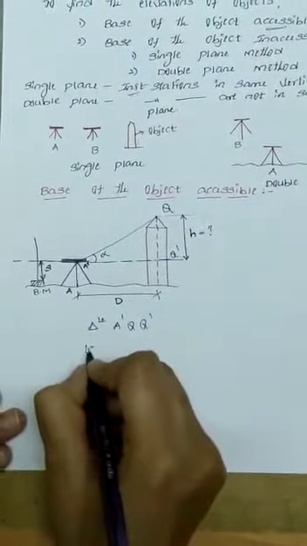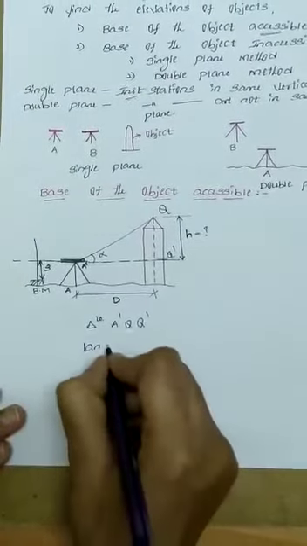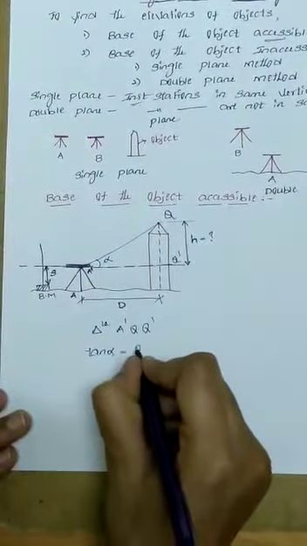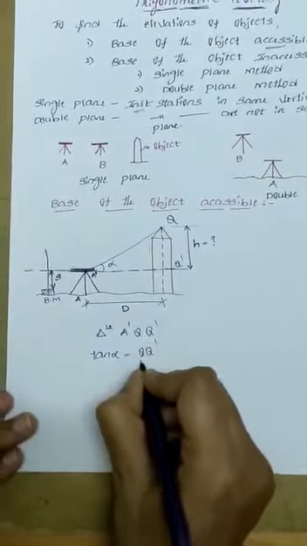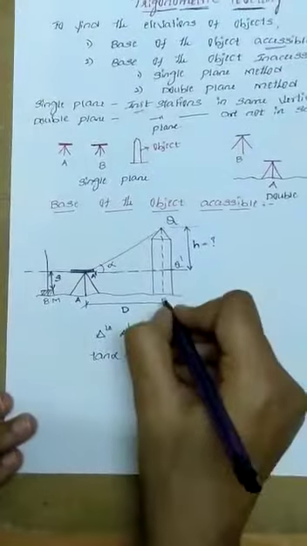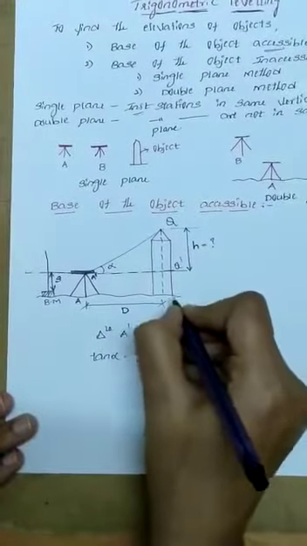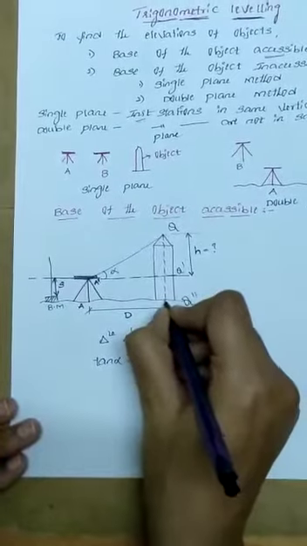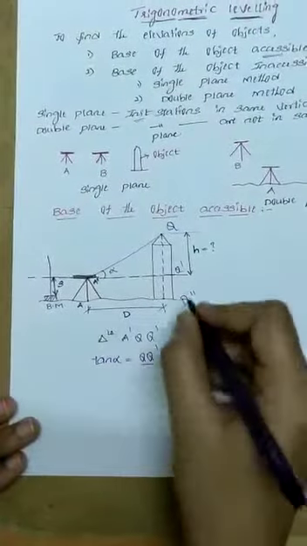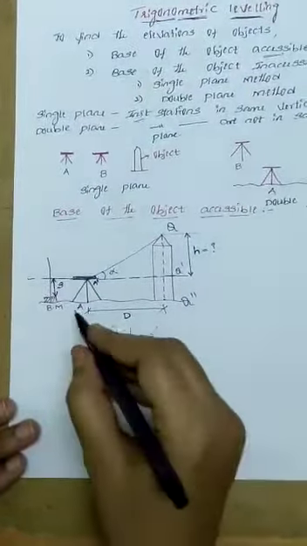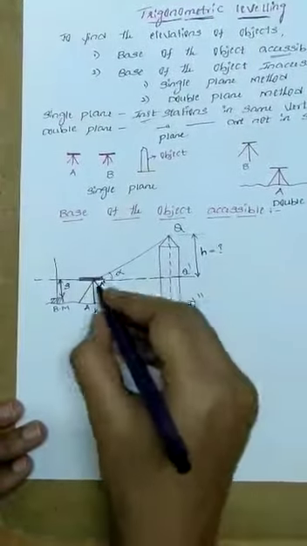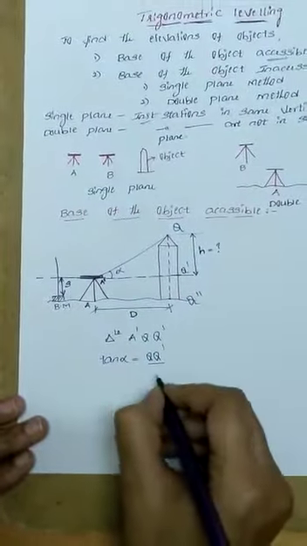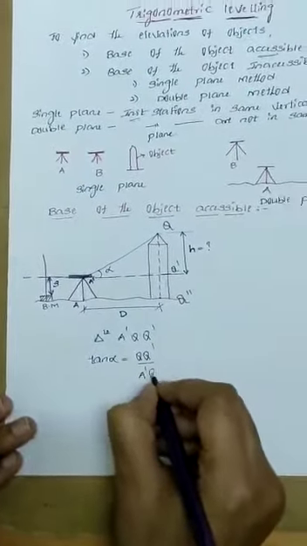Using the tan function, tan alpha equals opposite side divided by adjacent side. Call the bottom point of this elevated object Q dash. Then the opposite side is Q Q dash, divided by the adjacent side, which is A dash Q dash.